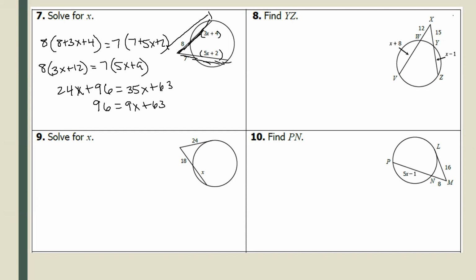Subtract 63 from both sides. 11x, that was silly. 11x. There we go. Subtract 63 from both sides, we get 33 equals 11x. Divide by 11, x equals 3. There we go. Wonderful.